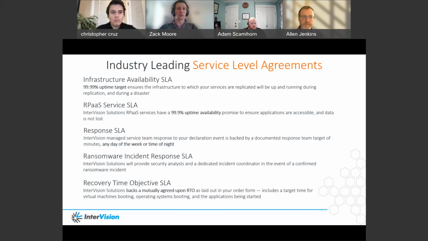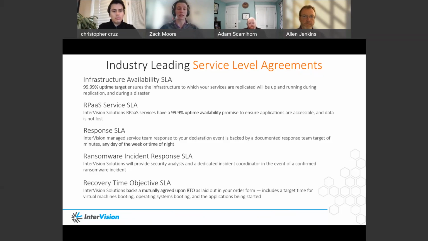And so, in addition, with this service, you get a set of industry-leading service level agreements. 4 nines uptime on infrastructure targets for replication to make sure that during a disaster, your landing zone is available to put your disaster recovery data in to bring you back up quickly. 3 nines of uptime availability on all services to make sure that applications are accessible and data isn't lost. Response teams, response SLAs with times measured in minutes, anytime, 24/7 by 365.